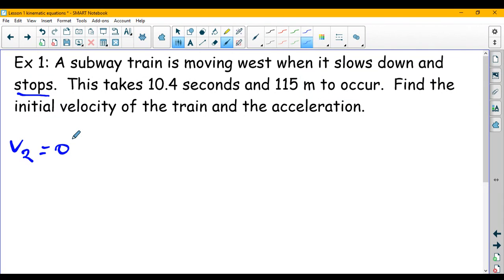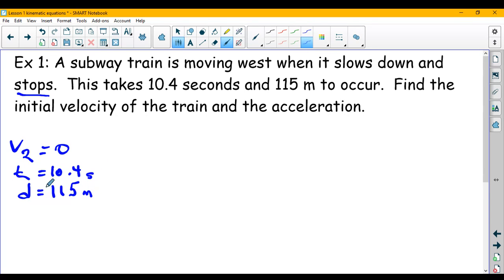The other two pieces of information are really obvious, right? It gives you 10.4 seconds. Seconds means it must be a time. So 10.4 seconds. And then it gives me a distance of 115 meters. Remember, the units are a really good hint as to what the numbers are about. Because this is seconds, it must be time, and this is meters, it must be a distance.